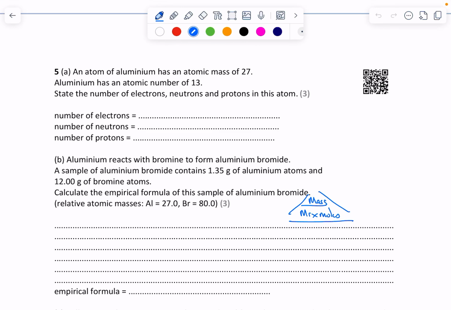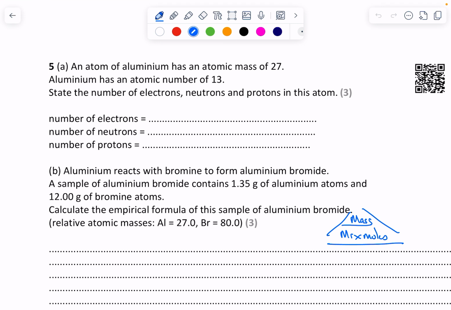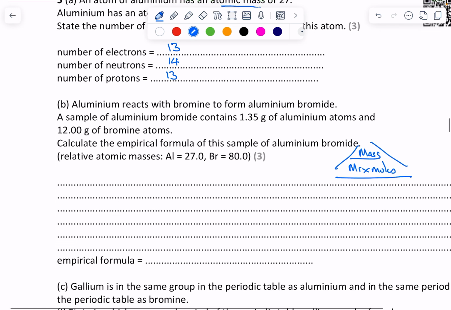So based on the information we have here, if the atomic number is 13, that means it's going to have 13 electrons and also 13 protons. To calculate the neutrons, we do the atomic mass minus the atomic number, so that's 27 minus 13, which takes us to 14. 1 mark for each one of those will be the mark scheme.